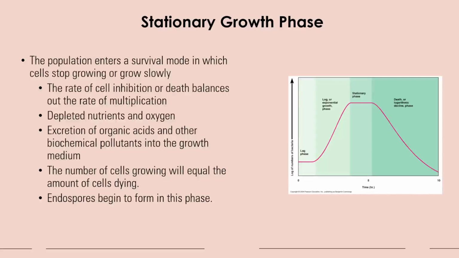Stationary growth phase. The population enters a survival mode in which cells stop growing or grow slowly. The rate of cell inhibition or death balances out the rate of multiplication, due to depleted nutrients and oxygen, and excretion of organic acids and other biochemical pollutants into the growth medium. The number of cells growing will equal the number of cells dying. Endospores begin to form in this phase.